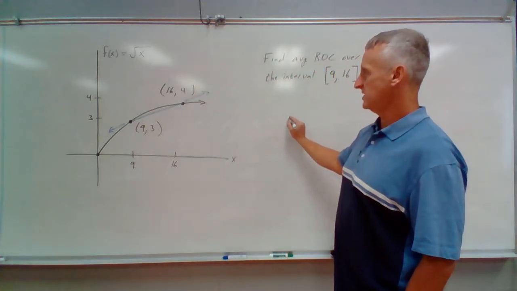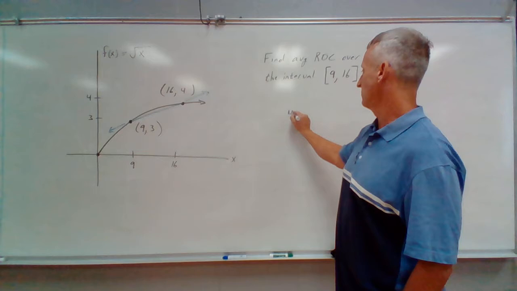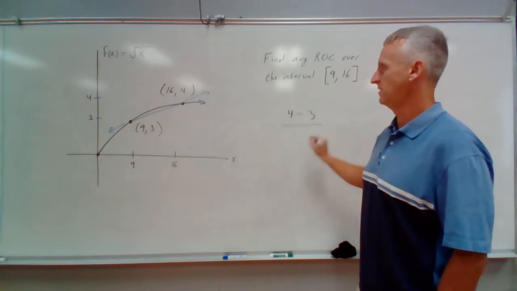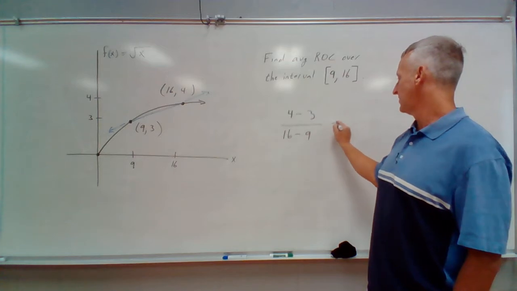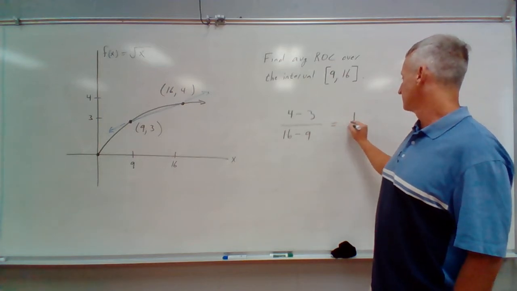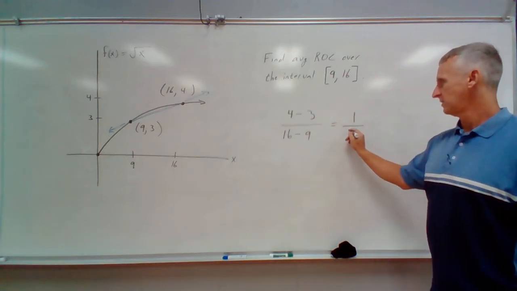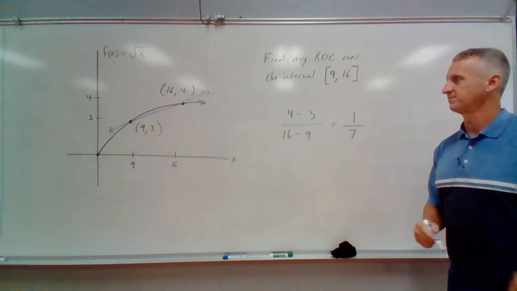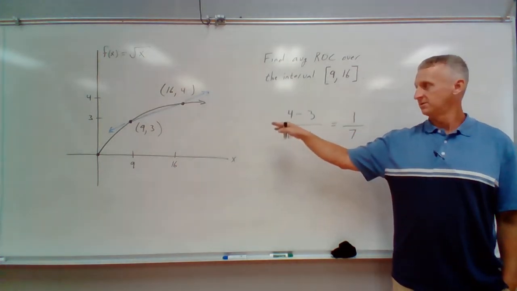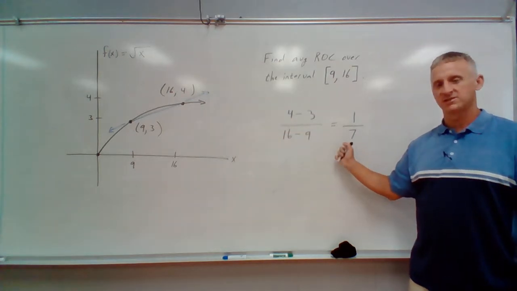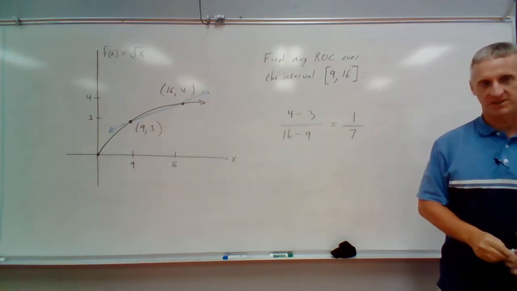So the average rate of change would be 4 minus 3 over 16 minus 9. So that's 1 over 7. Okay, again, that's an increasing function. So my slope is positive, or my average rate of change is positive.